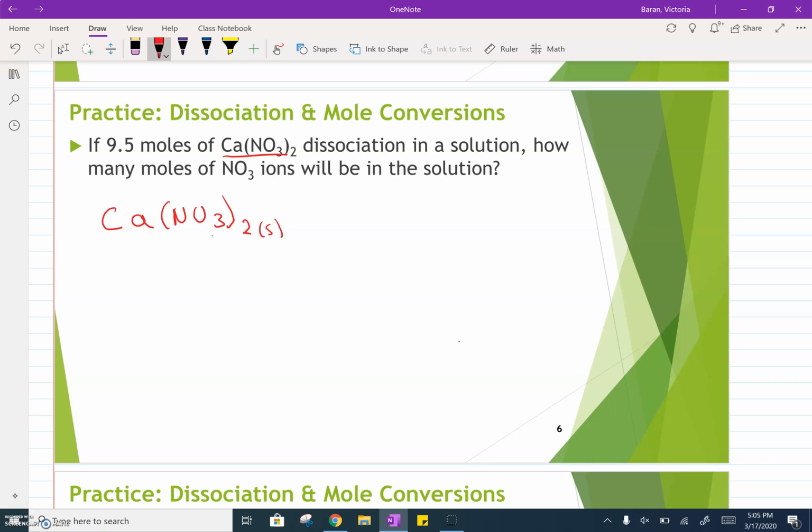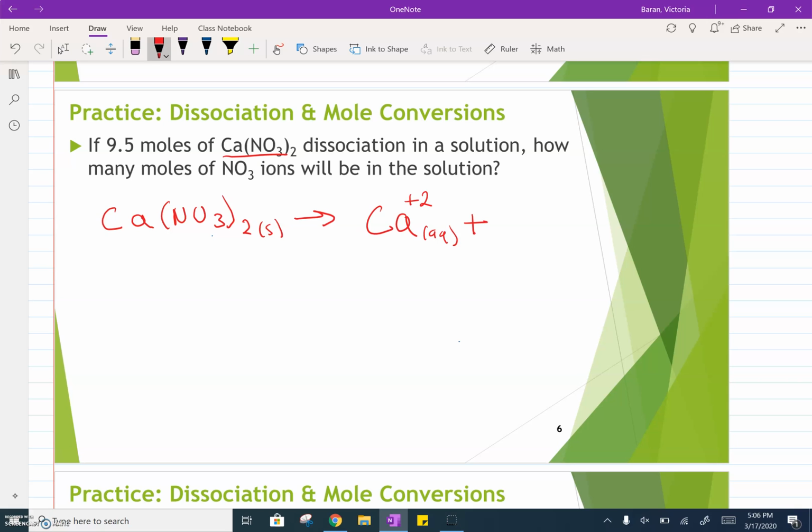And again, this is a solid, okay? And we are going to dissolve that in, we will say, water, okay? So we are going to write each individual ion. So the first one is calcium. And again, this will have a charge of +2. You can find that on your periodic table. It is aqueous because it is dissolved in a solution. And there is only one of them. So you can write a 1 here, or you do not have to write anything in front of it.